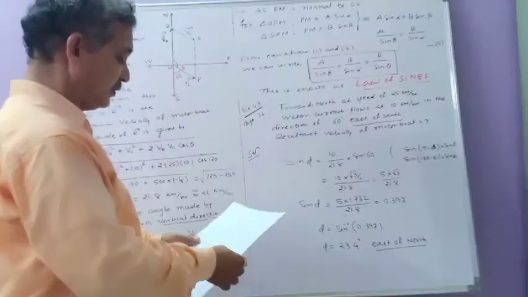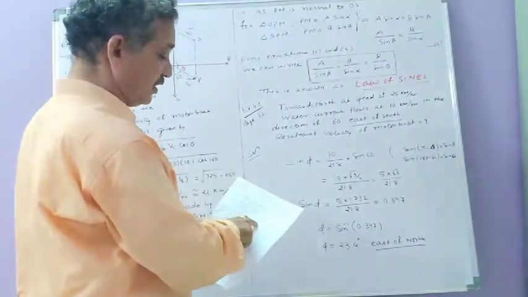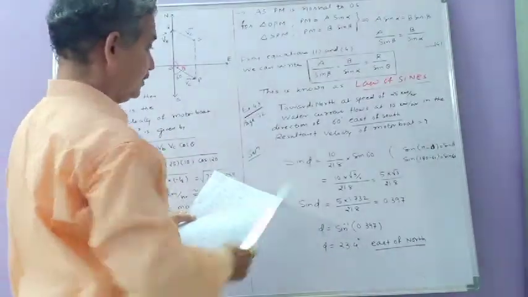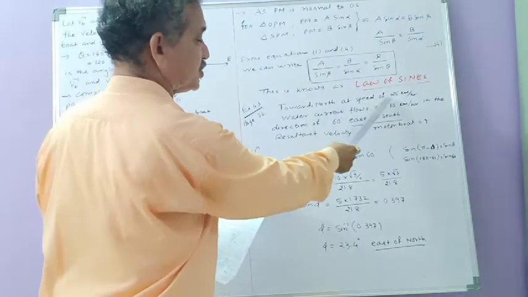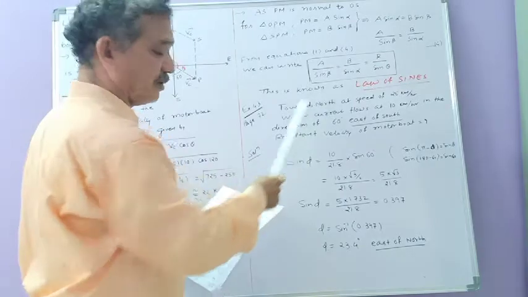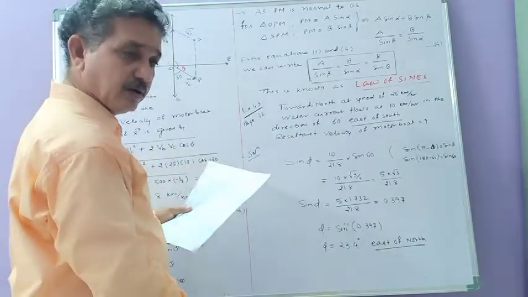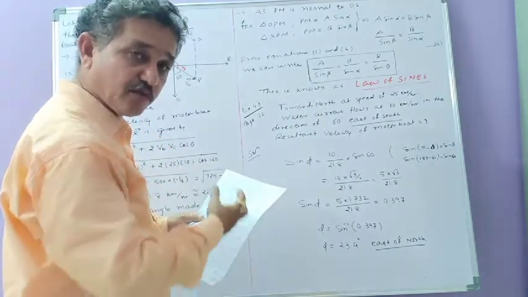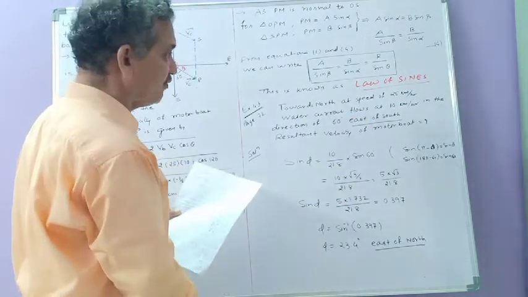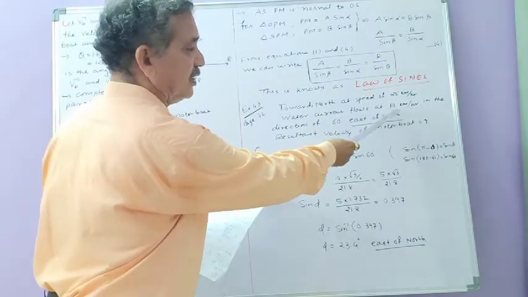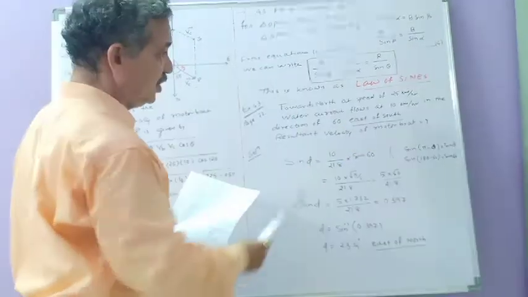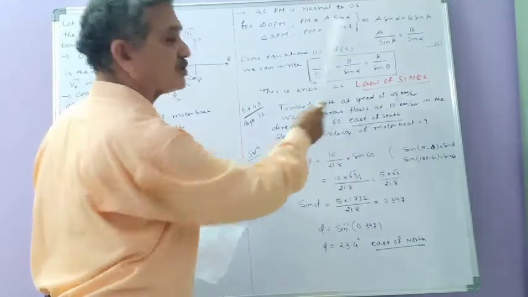On the page number 72, a motorboat is racing towards the north at a speed of 25 km per hour, and water current. What is the meaning of water current? Water current, that means the speed of flowing water. The water current flows at a speed of how much? 10 km per hour in the direction of 60 degree east of south.